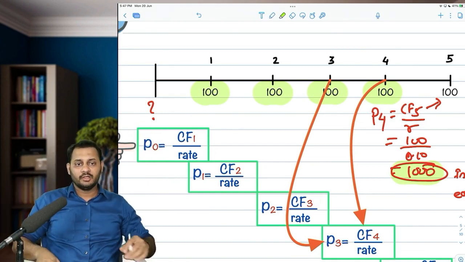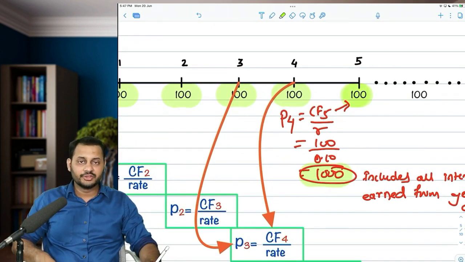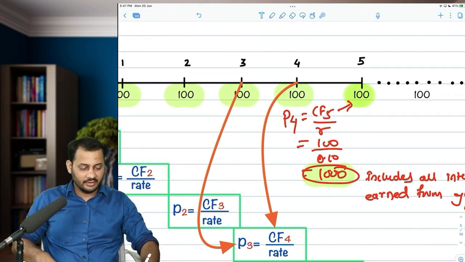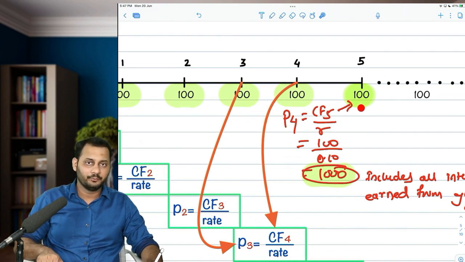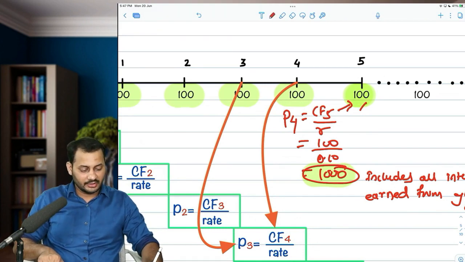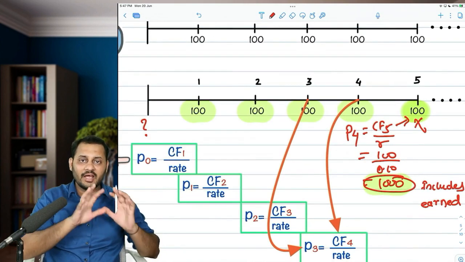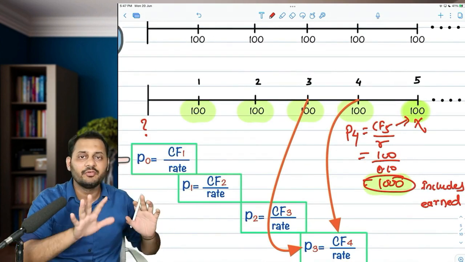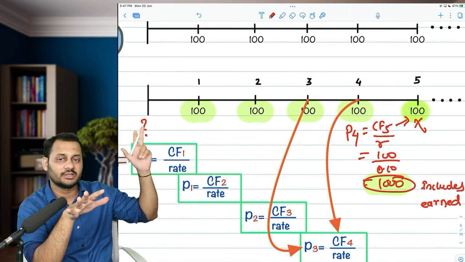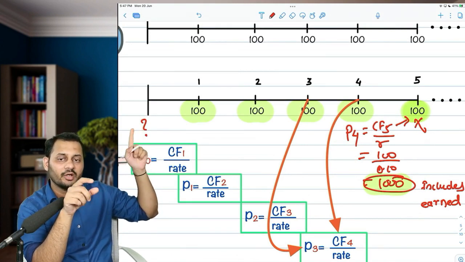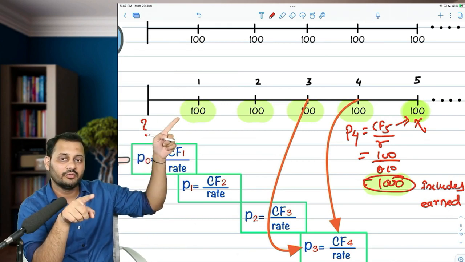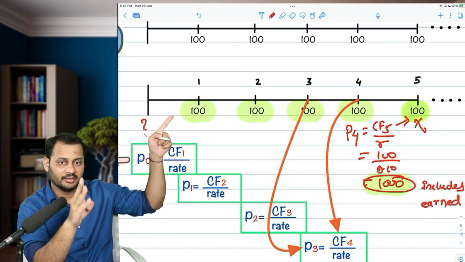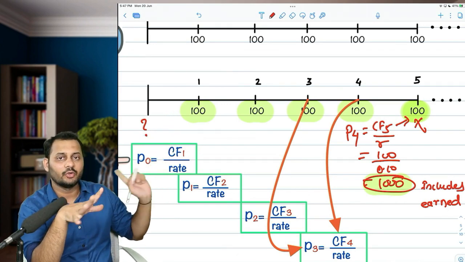scenario. You cannot say that this is also the future now. If you are already taking 1000 rupees and this 1000 rupees includes 100 rupees, you cannot take that 100 rupees separately. Getting it? So taking this 100 rupees will be wrong. So there are only 5 cash flows which include the entire future of this present value at time 0. So in order to arrive at this present value, you will have to calculate the present value of all those 100 for 4 years and that 1000.